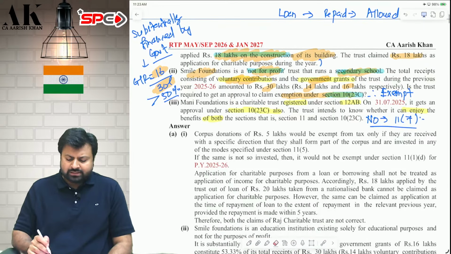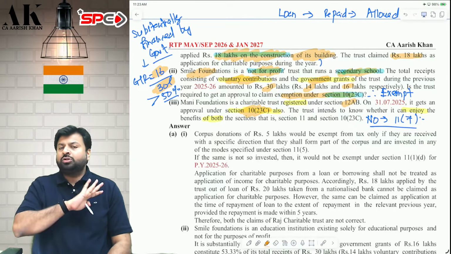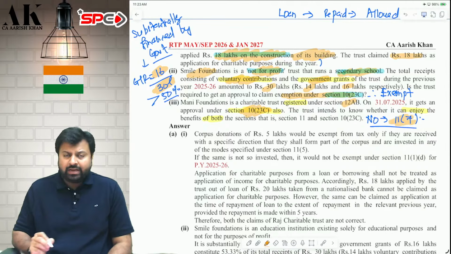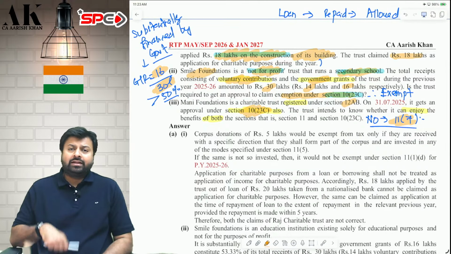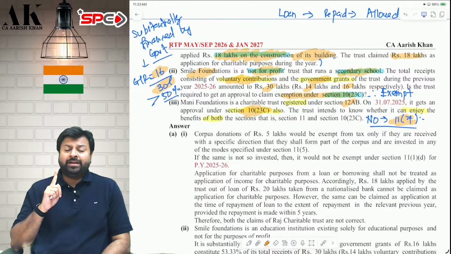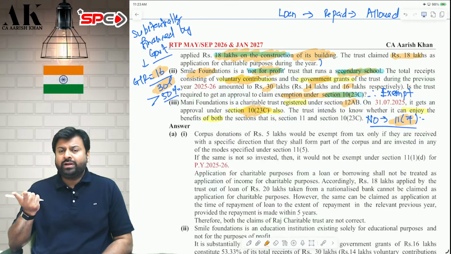And last but not least, a trust is registered under 12AB. It is also registered under 10(23C). It wants to enjoy both. Both you cannot enjoy. It is written in section 11 subsection 7 that if you are registered as 12AB trust, then you cannot enjoy 10(23C) also. You have to surrender one of them.